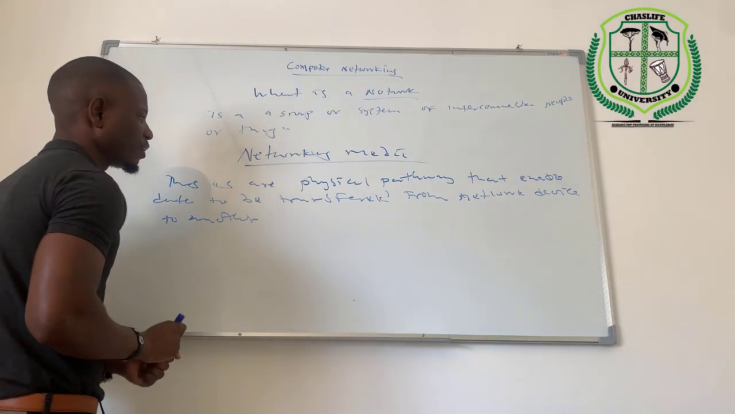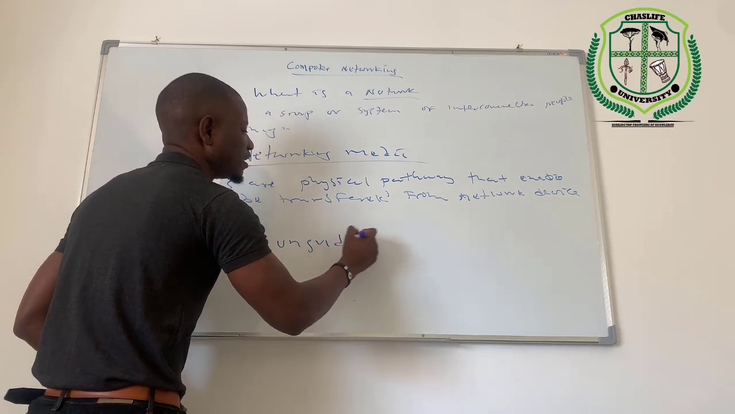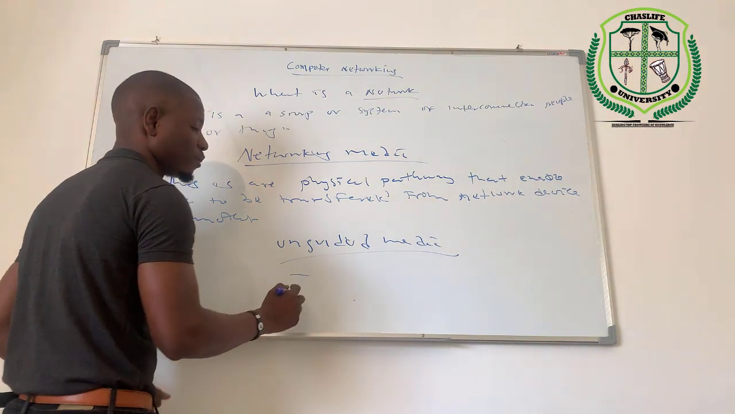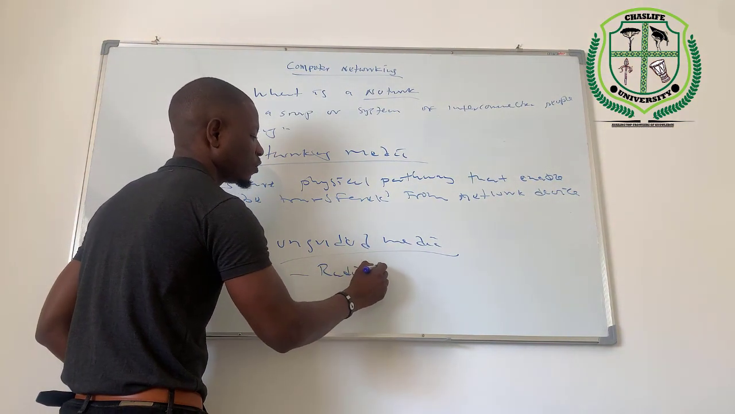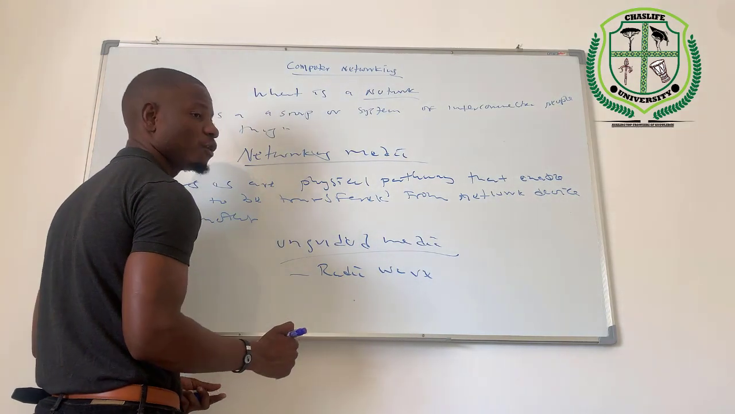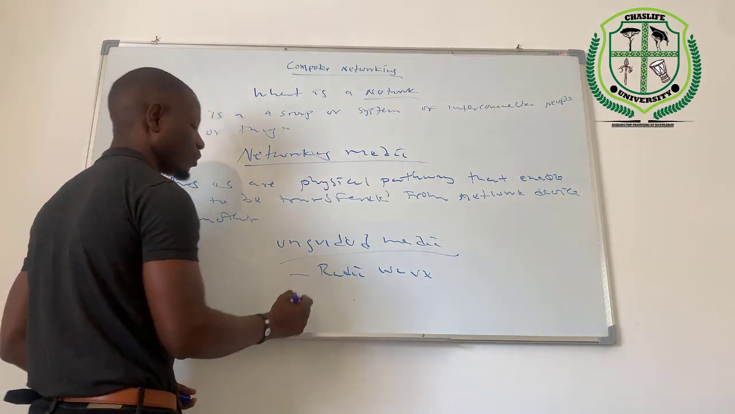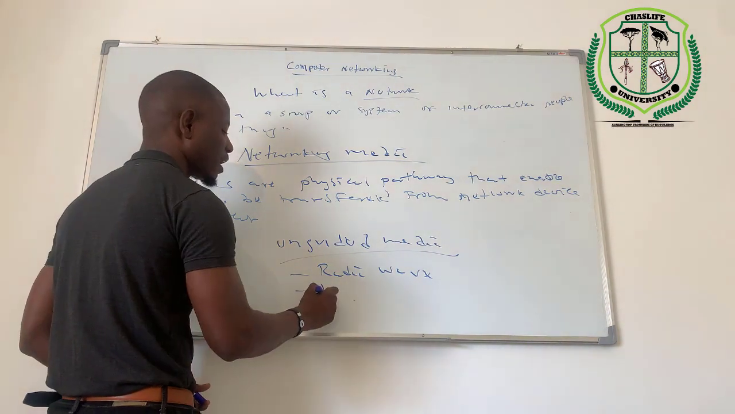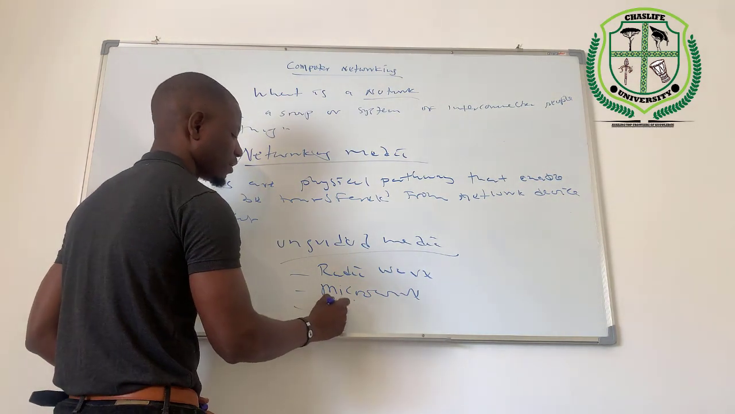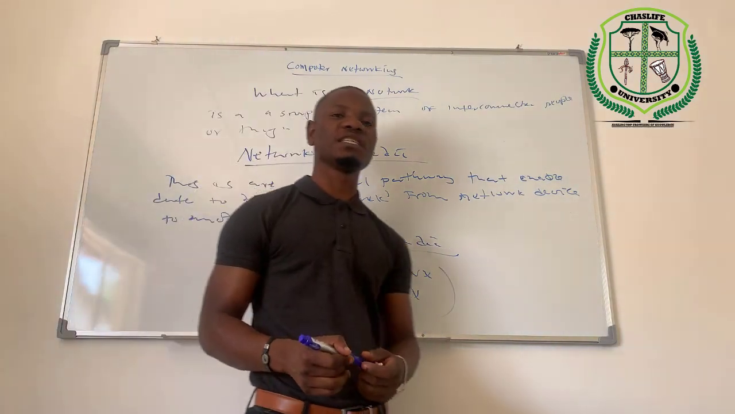So we're talking about unguided media. Under unguided media, we have the radio wave, for example the cellular phone and Wi-Fi. Bluetooth connection or hotspotting can also fall under radio wave. Then we also have the microwave, and then we have infrared. All these are examples of unguided media.